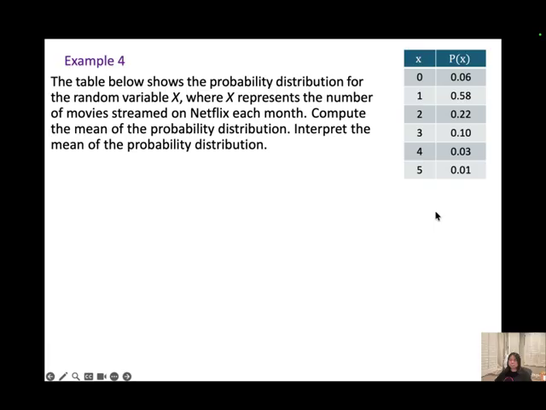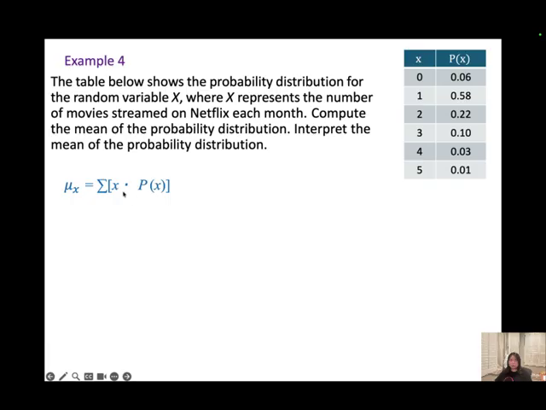So let's look at example 4. The table below shows the probability distribution for the random variable X, where X represents the number of movies streamed on Netflix each month. Compute the mean of the probability distribution. Interpret the mean of the probability distribution. Okay, so this is the probability distribution. Let's write down the formula. Make sure you include the notation, mu of X.